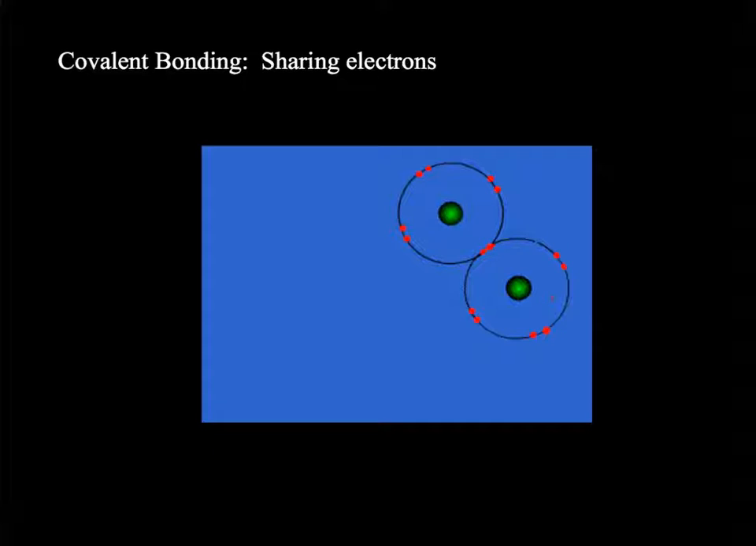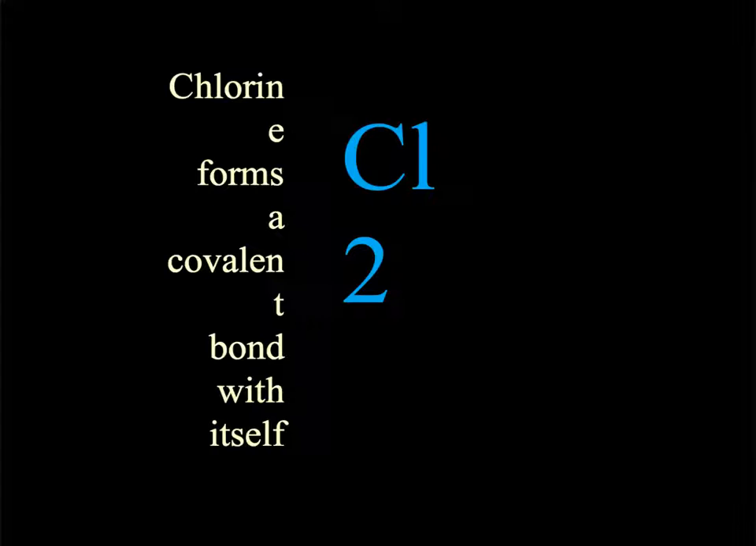So this is just an atomic picture of what a covalent bond looks like, and you can look over here and see these atoms sharing their electrons with each other. A good example of that is chlorine. All right, Cl2 forms a covalent bond with itself. It should be written like this. It's kind of messed up in this picture right over here.